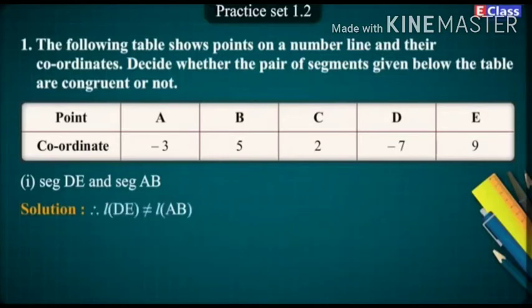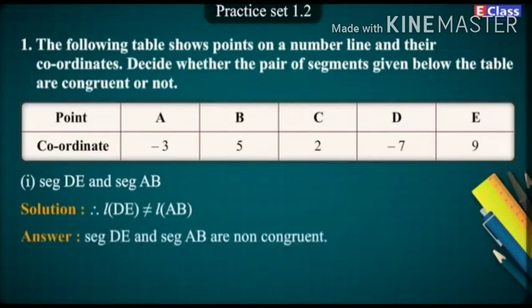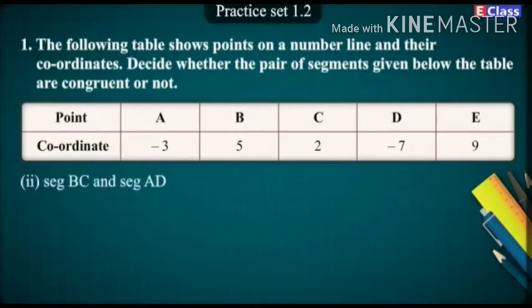Therefore, length of DE is not equal to length of AB. Answer. Segment DE and segment AB are not congruent. 2. Segment BC and segment AD.